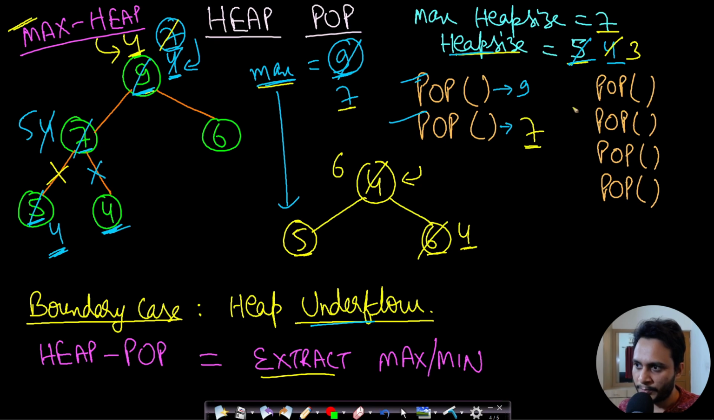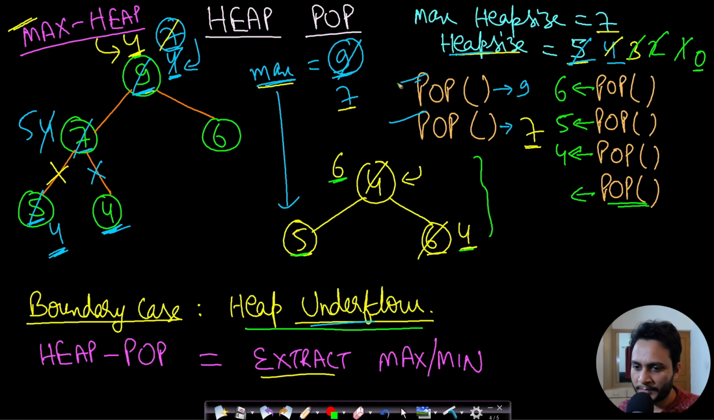Like this, we can apply pop operations multiple times. Let's assume that in the next pop operation, the next maximum, which is 6, will be returned. Heap size will become 2. In the next pop operation, 5 will be returned, and heap size will become 1. In the next pop operation, 4 will be returned and heap size will become 0. Now if you apply the pop operation again, since heap size is 0, it says there is no element in this heap, and so this will return heap underflow. So these are all the conditions and steps in order to do heap pop.